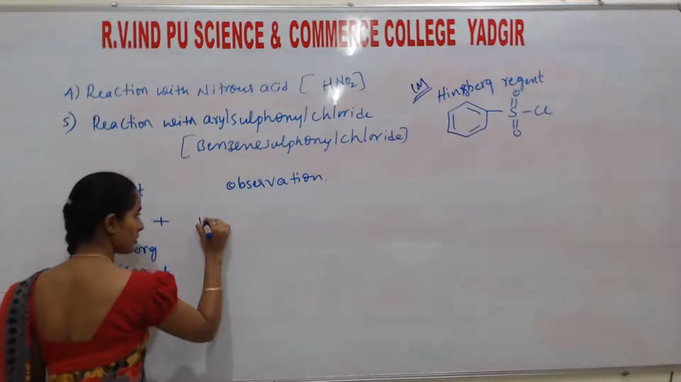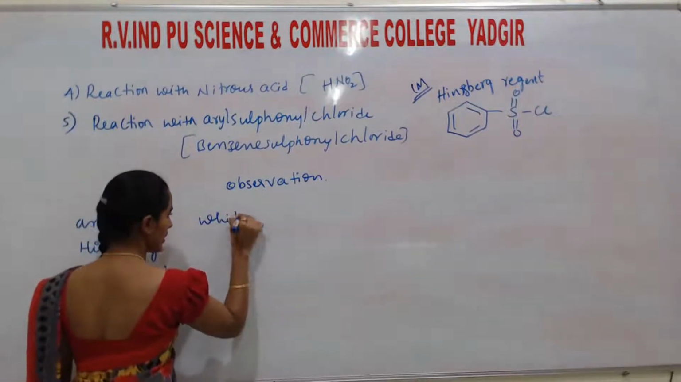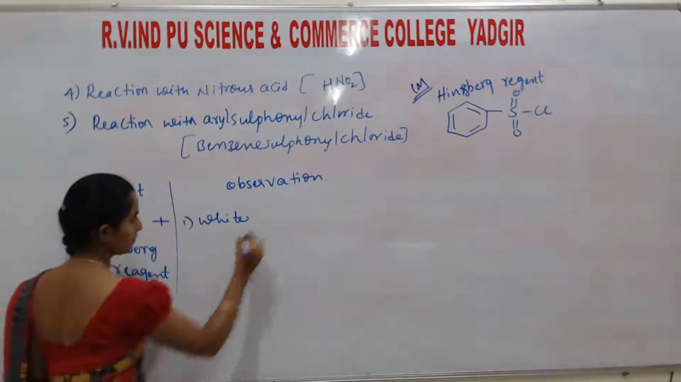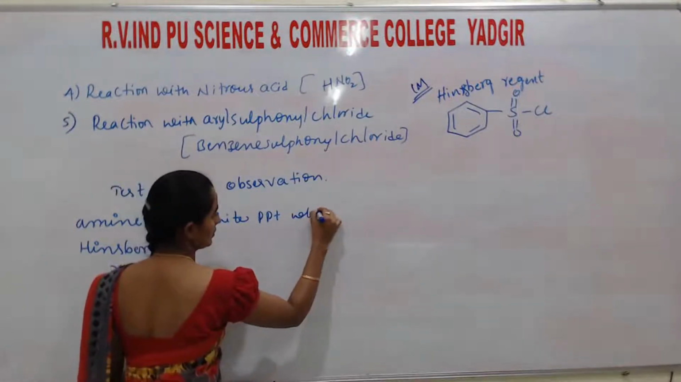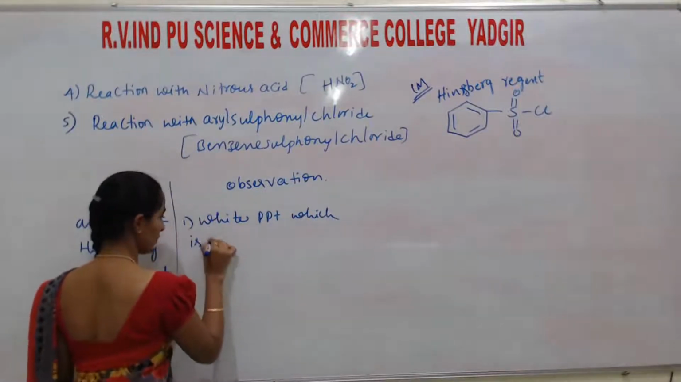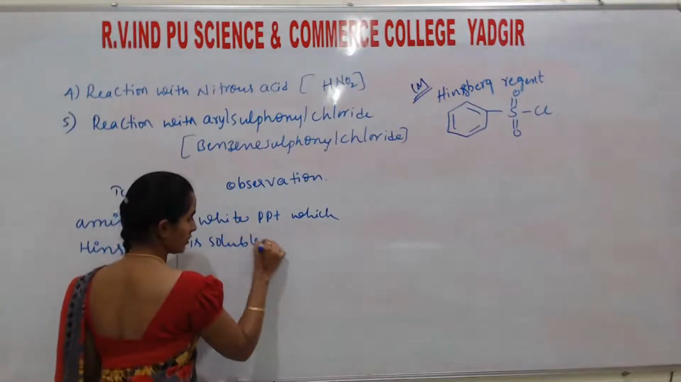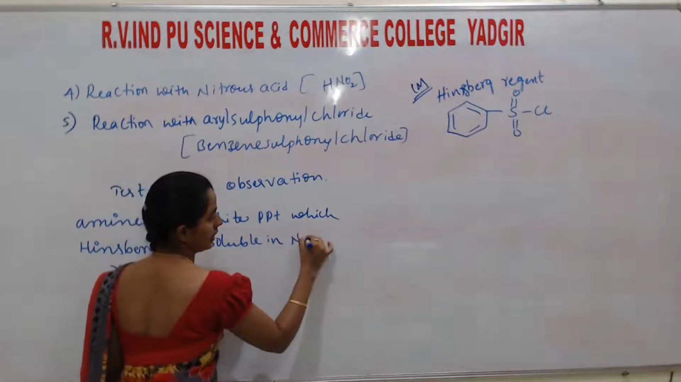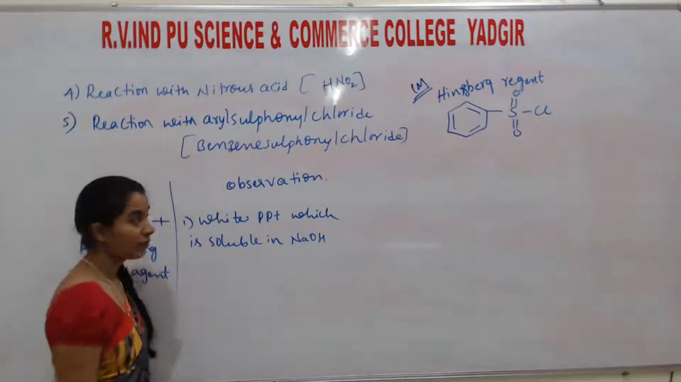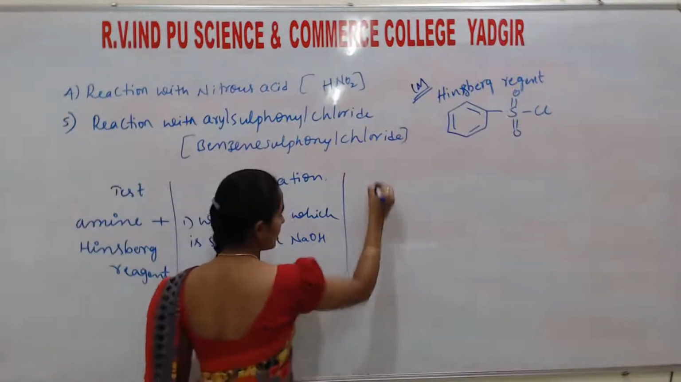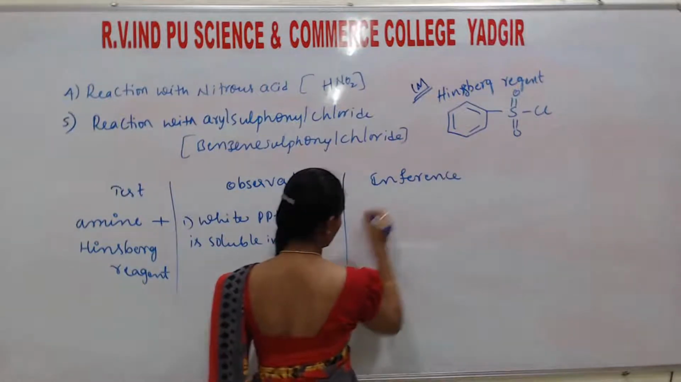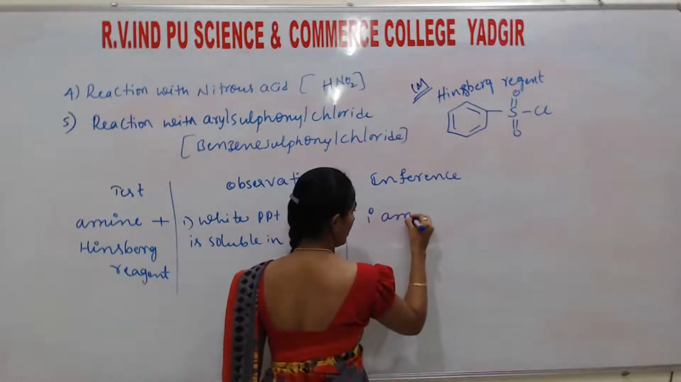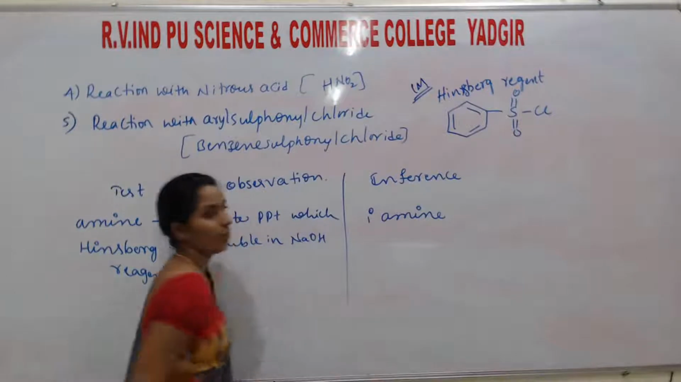Okay. So first, white precipitate which is soluble in NaOH. If it is soluble in NaOH, what is the inference or result? It is primary amine.